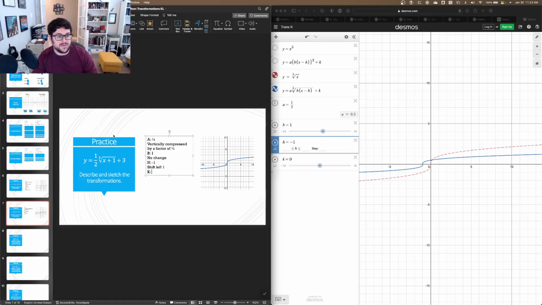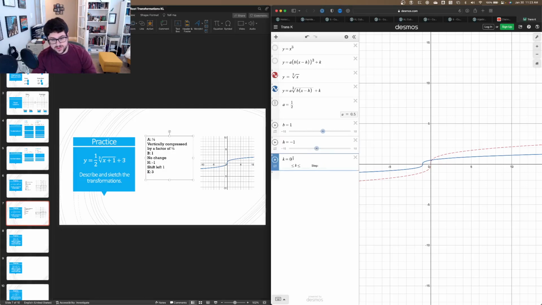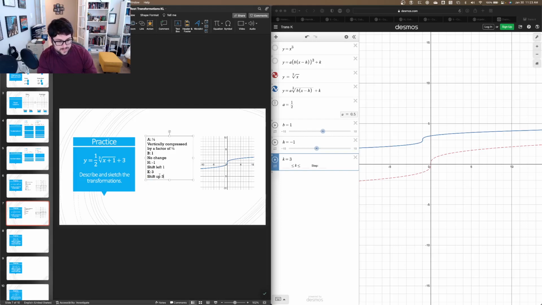Then my K, I have a plus three on the end. So my K is three, so let's try that. That shifted it up three. All right, that's really what we're looking for here.